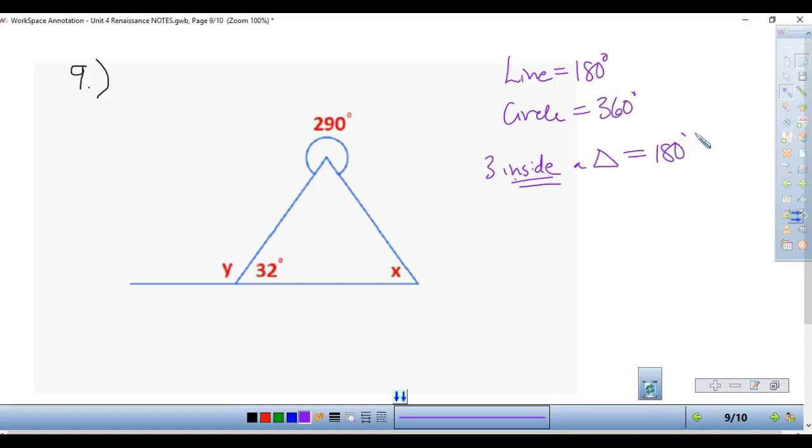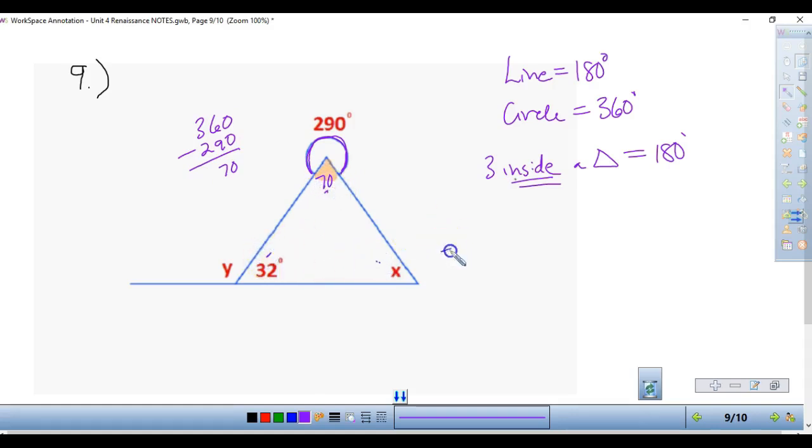So we're going to just find the bits and pieces here. In order to find x, if I knew this little wedge, then I would have 3 things inside a triangle that I could use. So all the way around a circle is 360. So if I take 360 and I minus this 290 degree angle out here, then I'll know the little wedge. So 360 minus 290 is going to be 70. So that would be 70. And now I've got 3 angles in here.